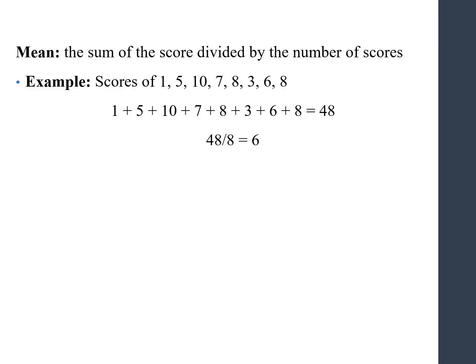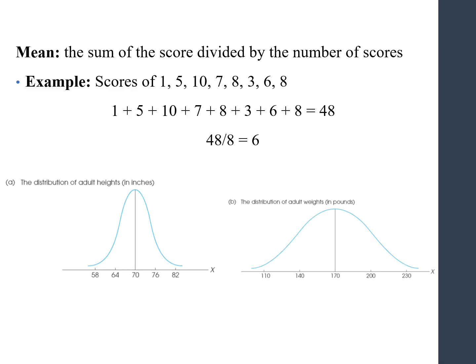You can think of the mean really as the balancing point or the center of a distribution of scores. If we take a look at these normal distributions, which we learned about in the last chapter, we have a wide range of scores, but the average is really that center point of the distribution, at least when the distribution is normal.